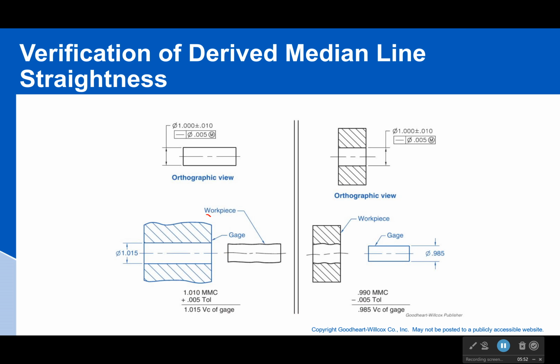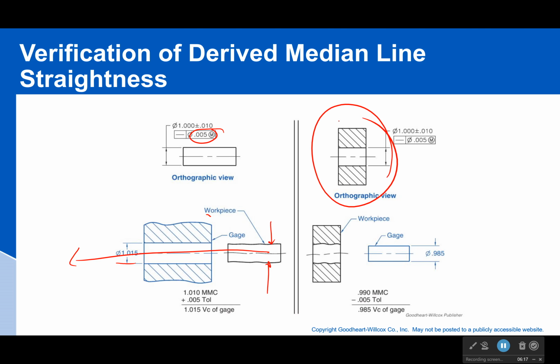Now, for a cylinder, the virtual condition is my max virtual condition, which is the biggest cylinder possible, plus this tolerance. So it comes up to be 1.015. And if my piece fits through, then it passed that straightness tolerance. It worked. Now, it still has to have the right size tolerance, so if it was too small, then it would fail in that regard. If it passed its size tolerances, then if it can fit through there, it would pass its straightness tolerance.